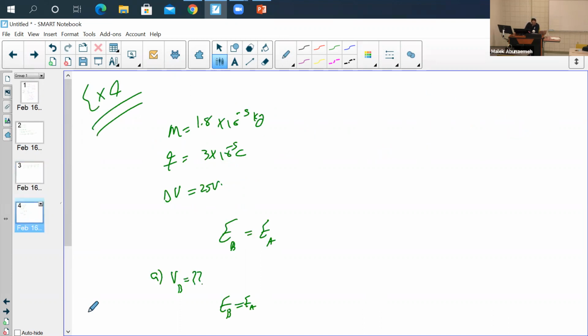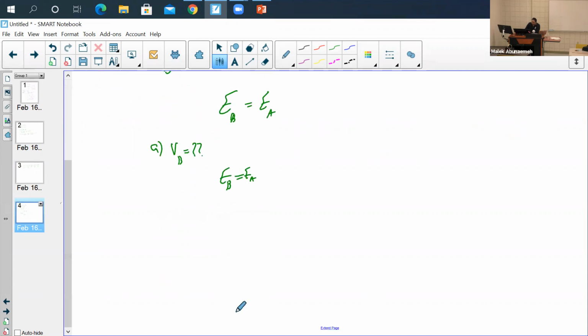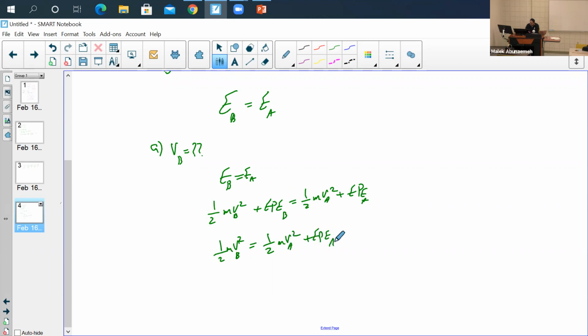So let me write this down. 1/2 m v_B squared plus the electric potential energy at B is going to equal 1/2 m v_A squared plus the electric potential energy at A. Now, solving this for v_B, the kinetic energy at B is going to equal 1/2 m v_A squared plus the electric potential energy at A minus the electric potential energy at B.